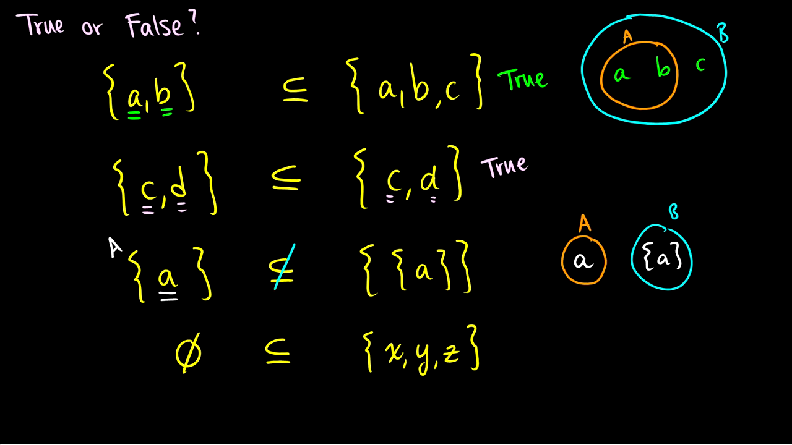Okay, finally, the empty set. Is the empty set a subset of {X, Y, Z}? The answer is yes, it is true. The empty set is a subset of every set, because the definition says everything in here must be in here. Well, there is nothing in the empty set. Therefore, this is trivially true. The empty set is a subset of every single set.